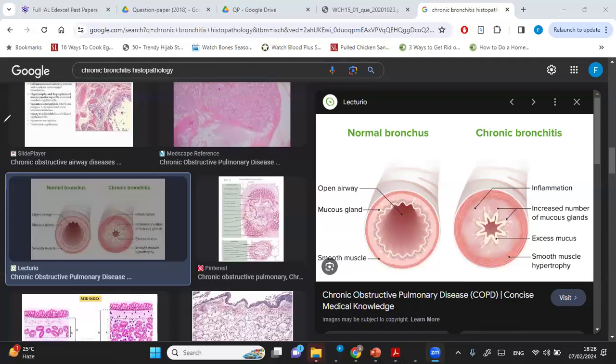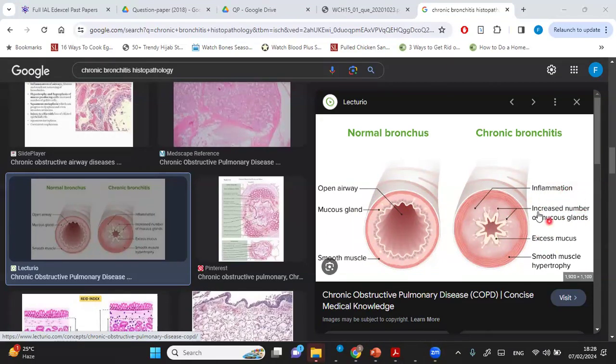Okay, take a look at this, right? This is how your bronchus looks normally. The airway is open, and our mucus glands and smooth muscles are all in normal quantities and proportions. In chronic bronchitis, it's a combination. The number of mucus glands and also the size of the mucus glands has increased. So now excessive amounts of mucus are being produced. This white layer on the inside is excessive mucus, right?